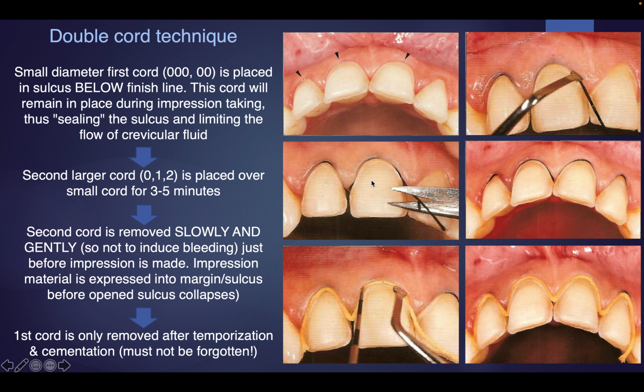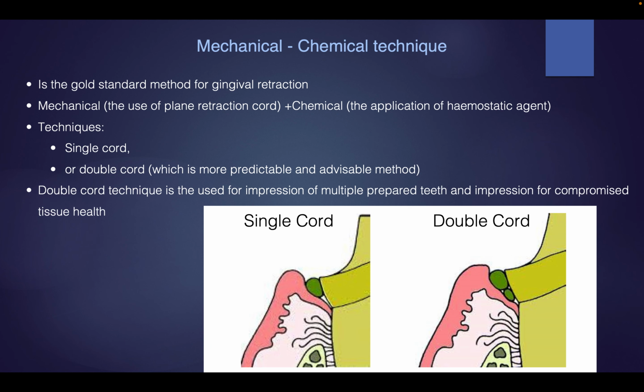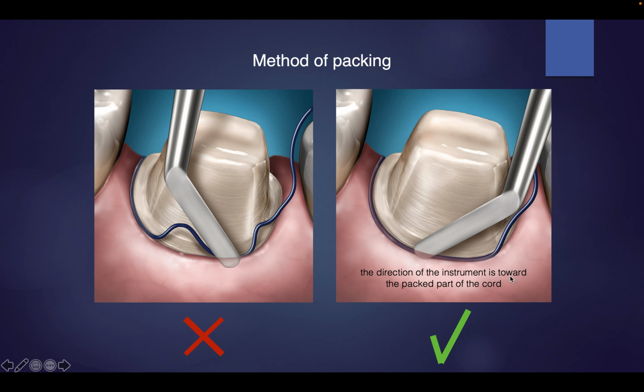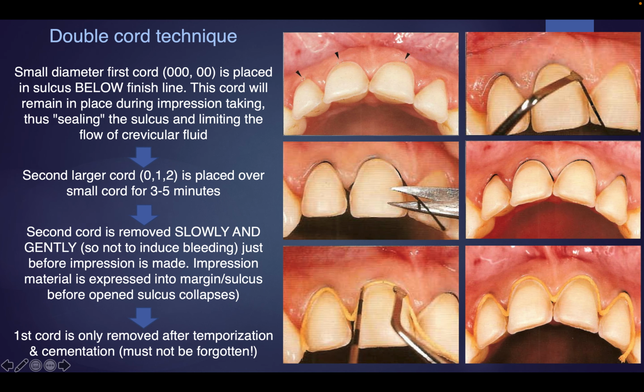It stops the sulcular fluid, and then you take the second cord. Both of them, you can impregnate them and place it over the small cord. So always, the smaller cord is the inside cord. The bigger cord is on top, and it has more function to open the sulcus for you. So the first cord has to be completely inside. The second cord either inside fully or partially inside.